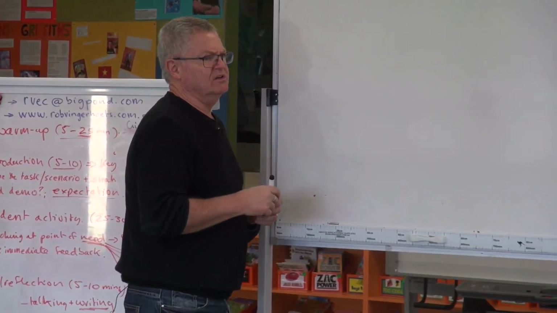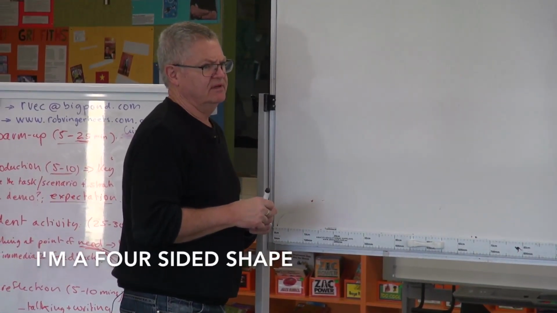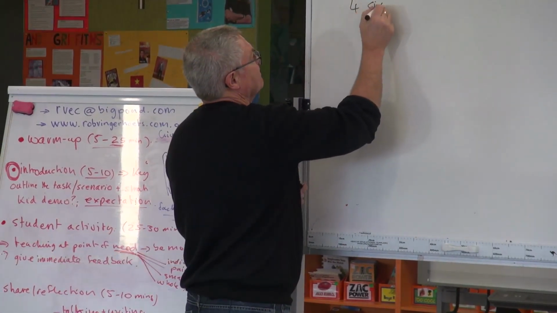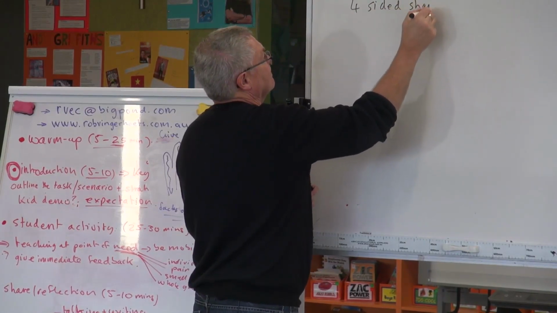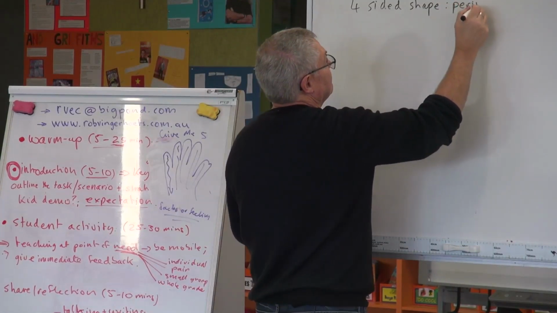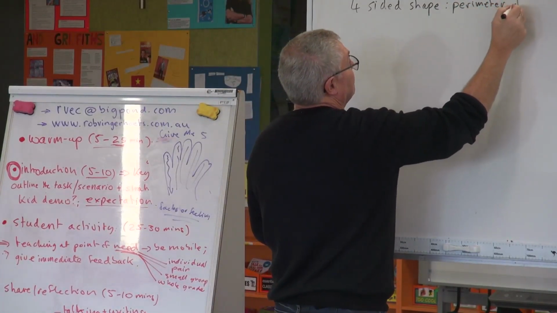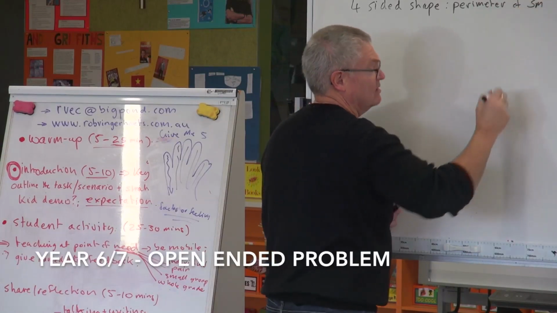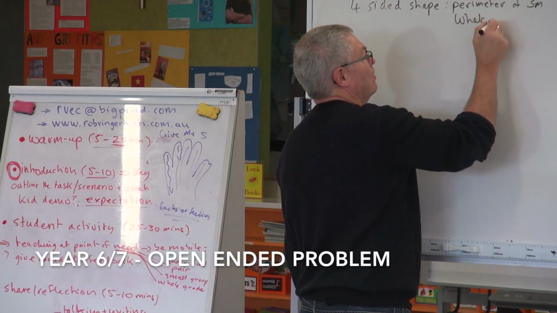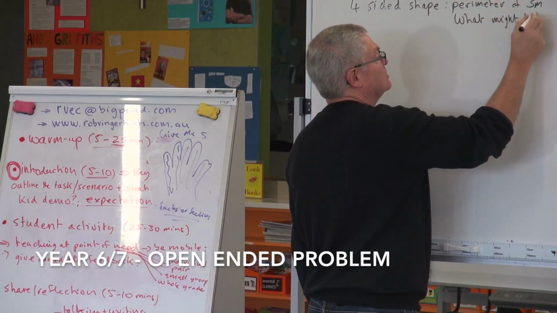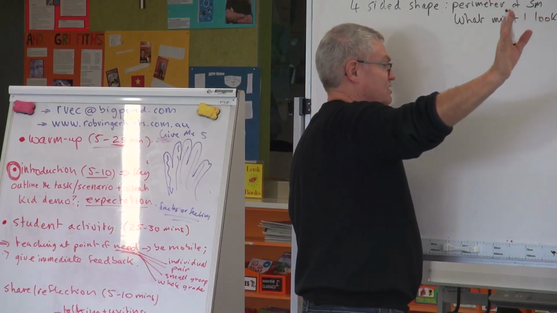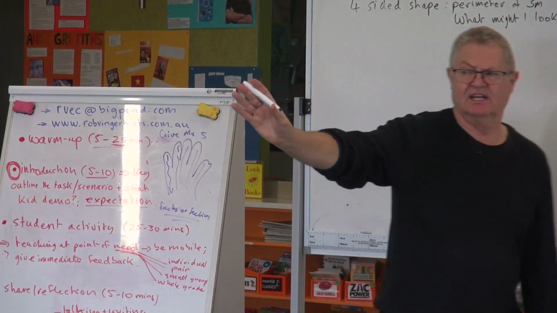I am a four-sided shape. I have a perimeter of 3 metres. What might I look like? No answers? Not interested. Let's establish something for a start.